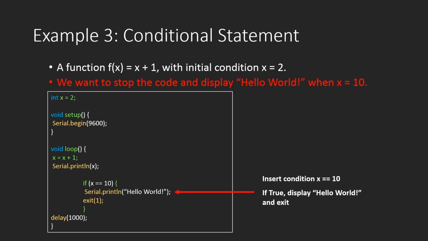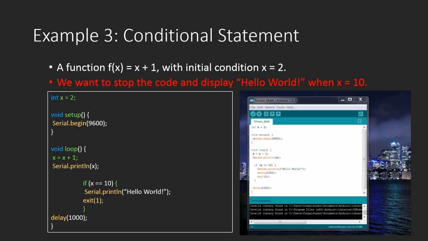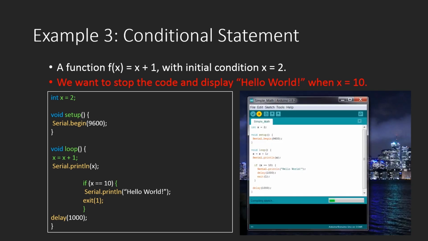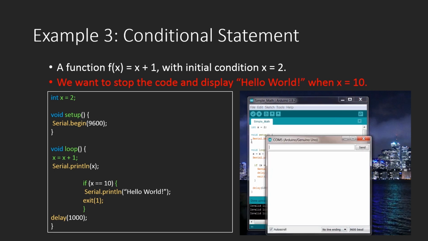As you can see here, inside the void loop, we've added that condition. So whenever x reaches exactly 10, we'll print the message hello world and stop the function using the exit command as I've shown here. Let's now copy and paste the code into the Arduino IDE and upload it to the board. And we should see the message coming up soon right after the number 10.